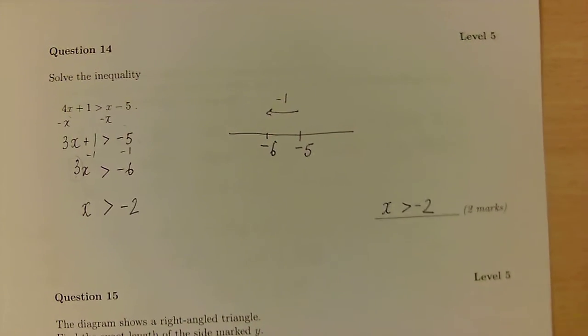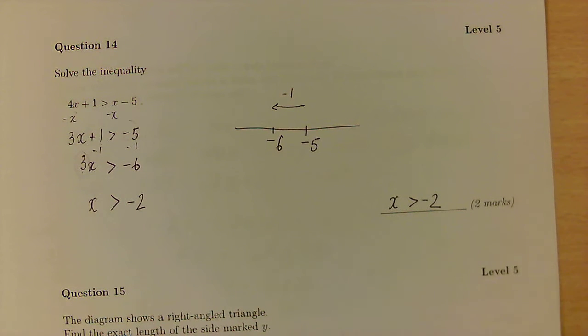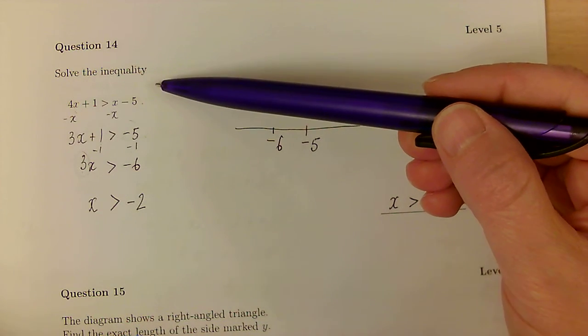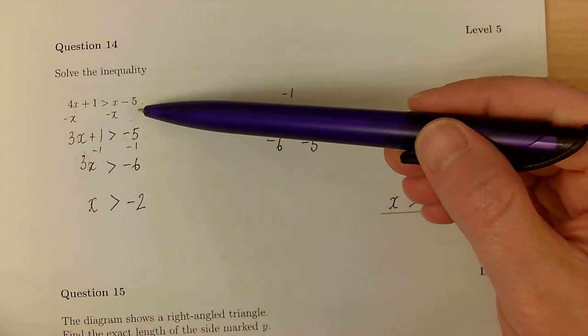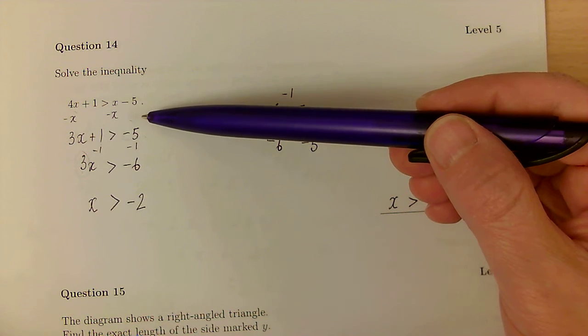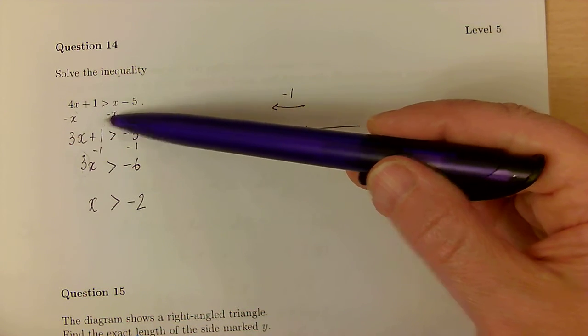Okay, here's solutions for questions 14 and 15. In this question, you had to solve an inequality. We work with inequalities in the same manner as we work with equations, except in one instance, when you have to divide by a negative sign. Then the sign of the inequality turns the other way around.